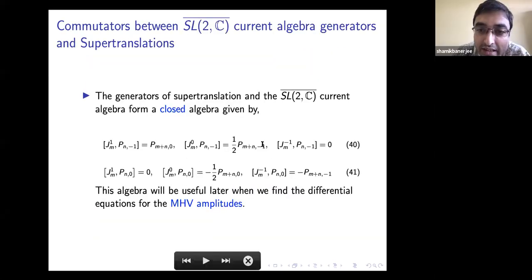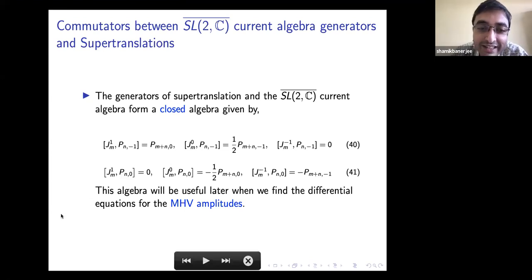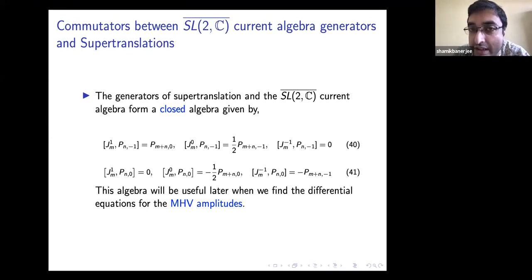Yeah, so they are just given by this actually. You can get it from the multiple soft graviton theorem, or what you can do is that you know how they act on these fields, and you can compute the classical algebra, and that is just given by this. What is useful and interesting is that these super translation and the SL2C bar current algebra actually form a closed algebra of this form. So that's a useful fact, which we need actually.